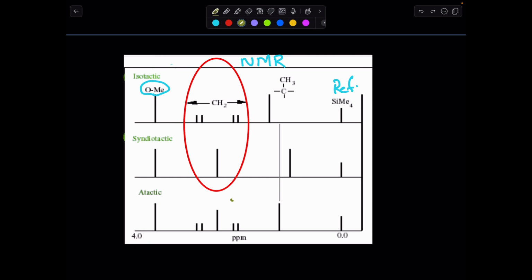In isotactic, the two pseudochiral centers are meso with respect to each other. In syndiotactic, the two chiral centers are racemic with respect to each other. And in atactic, you get meso and racemic, so you get a single peak for the racemic and you have these doublets for the meso.